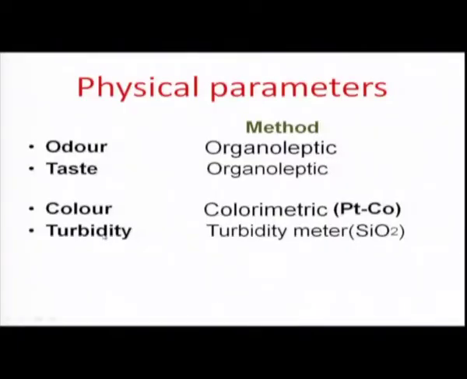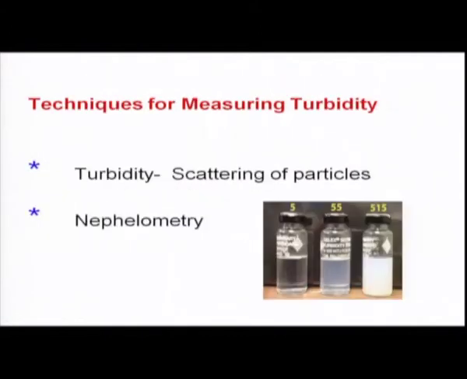Turbidity, we can go for a turbidimeter or nephelometer, and the standard used is silica, 1 milligram of silica per liter. If you add this, it is 1 NTU or 1 JTU, and nowadays Formazine standards are also available in the market instead of the silica-based standard. And this turbidity, as I mentioned, is a measure of light scattering by particles. If you measure in the same angle, this is normally known as turbidity.